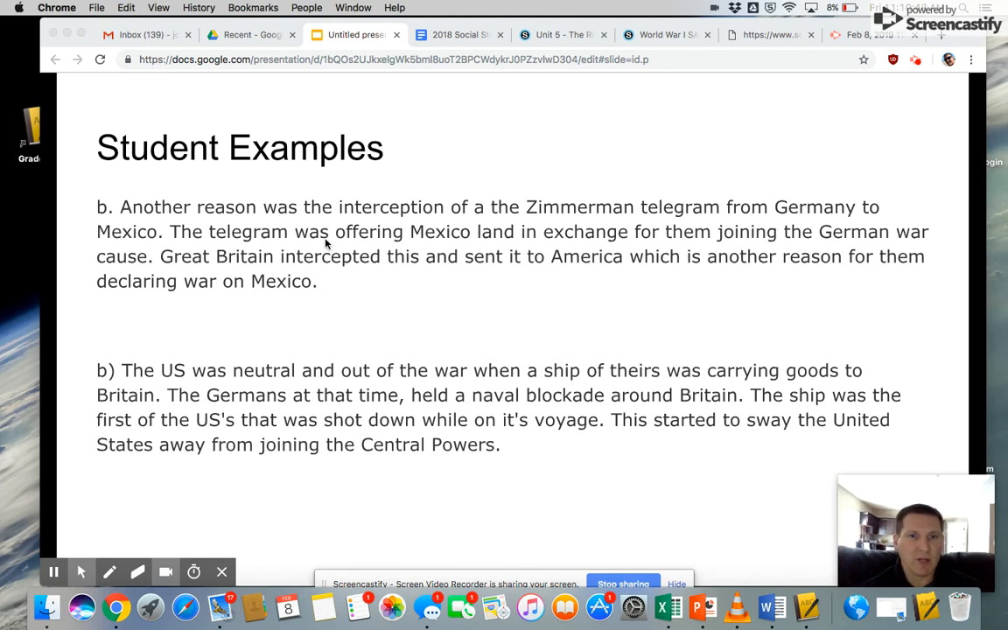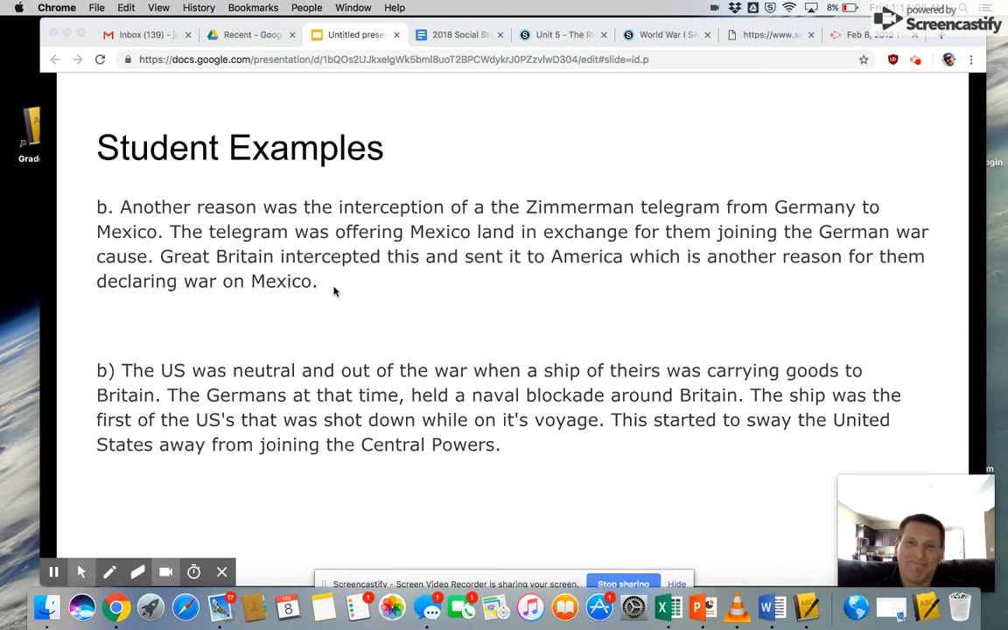"From Germany to Mexico. The telegram was offering Mexico land in exchange for them joining the German war cause. Great Britain intercepted this and sent it to America, which is another reason for them declaring war on Mexico." Okay. This is a good explanation of the Zimmermann telegram. I like that part of it.